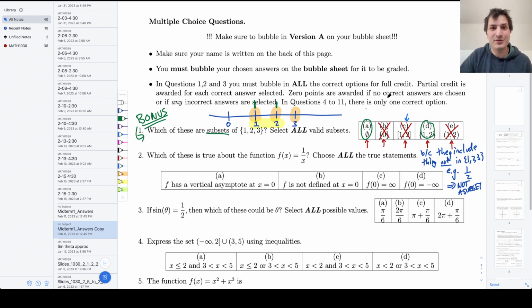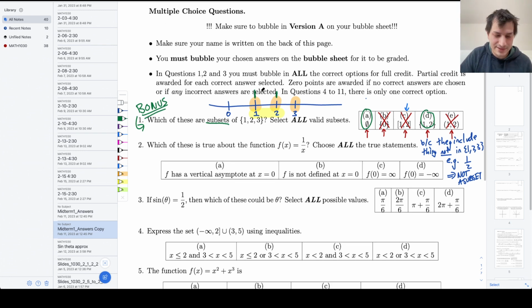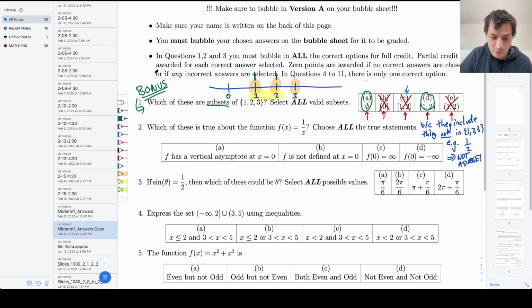It doesn't count against you if you got it wrong. Okay, let's look at the next question. Which of these is true about the function f of x equals 1 over x?